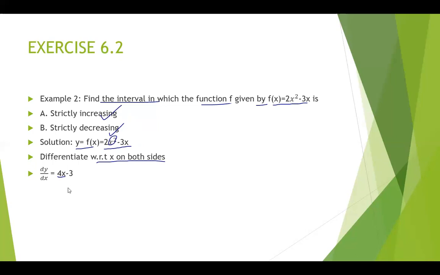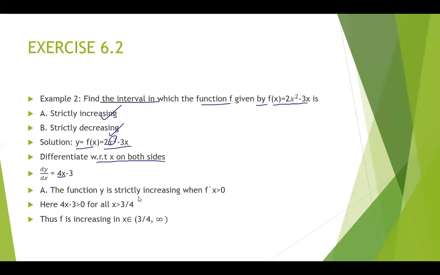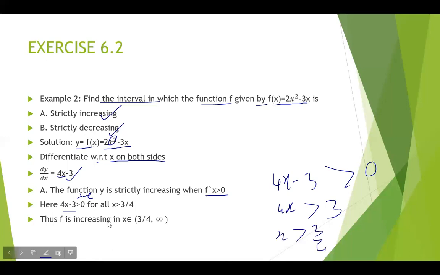So 4x minus 3. Now for f of x to be increasing, what is the condition? F dash x is greater than 0. What is our f dash x? 4x minus 3. 4x minus 3 should be positive. Greater than 0 means positive. Adding 3 on both sides, I can say 4x is greater than 3. X is greater than 3 by 4. For any value of x greater than 3 by 4, that is 3 by 4 to infinity, our function is increasing.